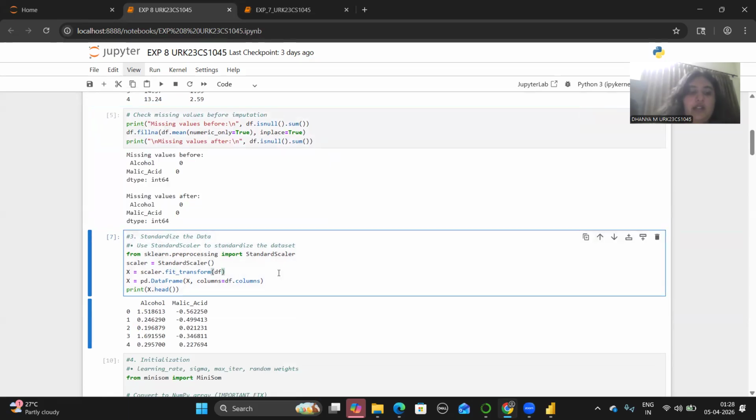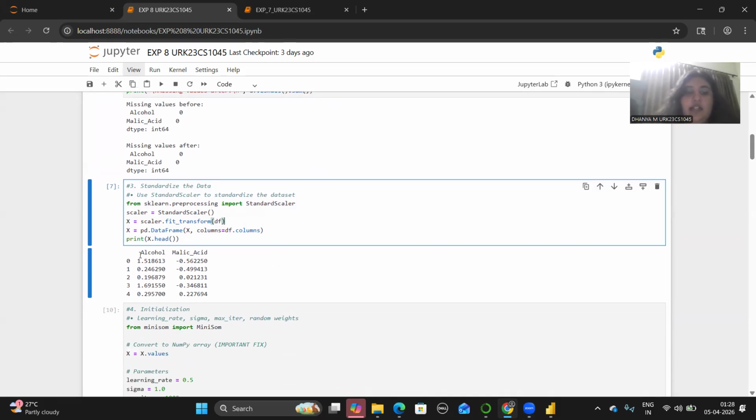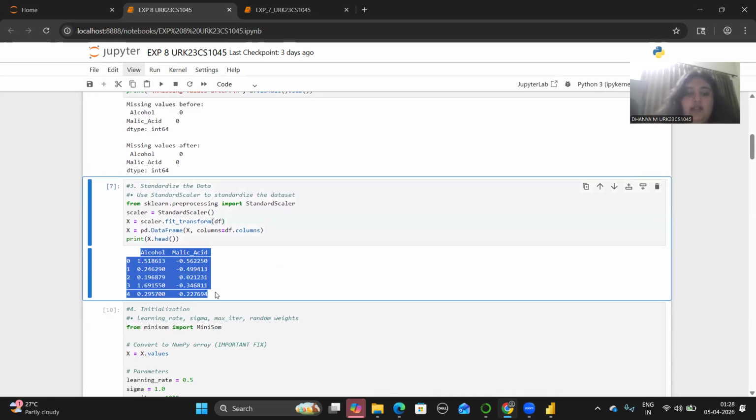And for the third question, I standardized the dataset using a standard scaler, which is to normalize the dataset. This is important because SOM is distance based and features with larger values shouldn't dominate clustering. So for that, I standardized the data. So this is the output for that.